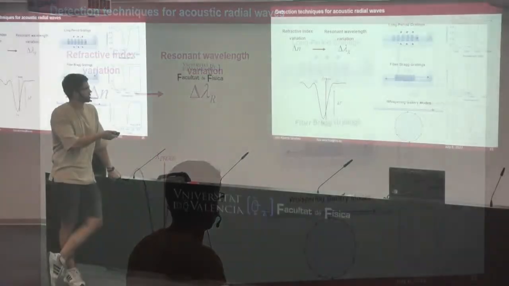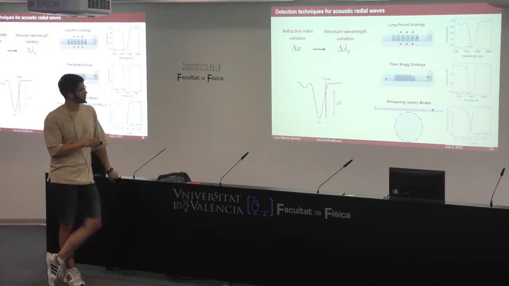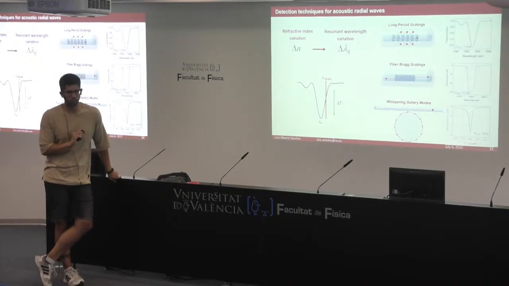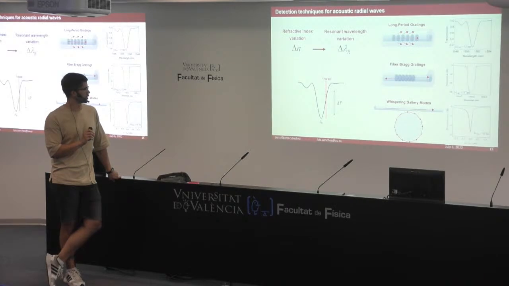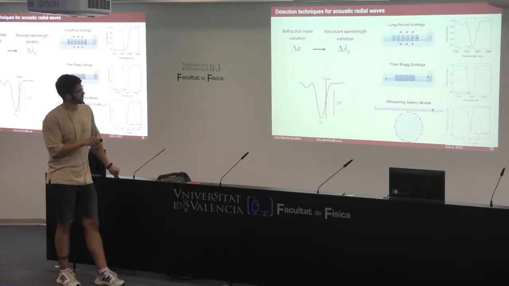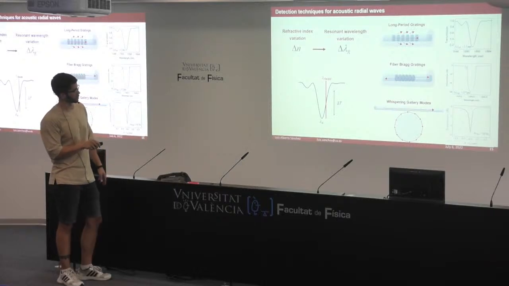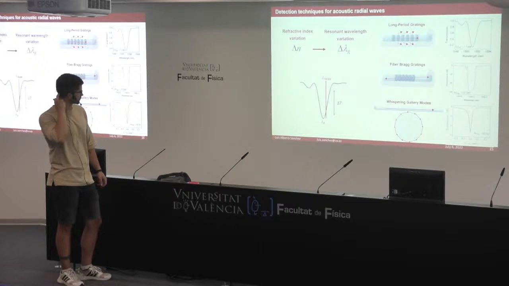Okay, some of these devices are shown here. I'm not going to get into detail, but there are long period gratings and fiber Bragg gratings. We fabricate these by putting a small index perturbation in the core of the fiber using an ultraviolet laser. In this case, light is coupled to the cladding, like in the flexural wave, if you remember, but in this case just with a density perturbation. In fiber Bragg gratings, light is reflected.